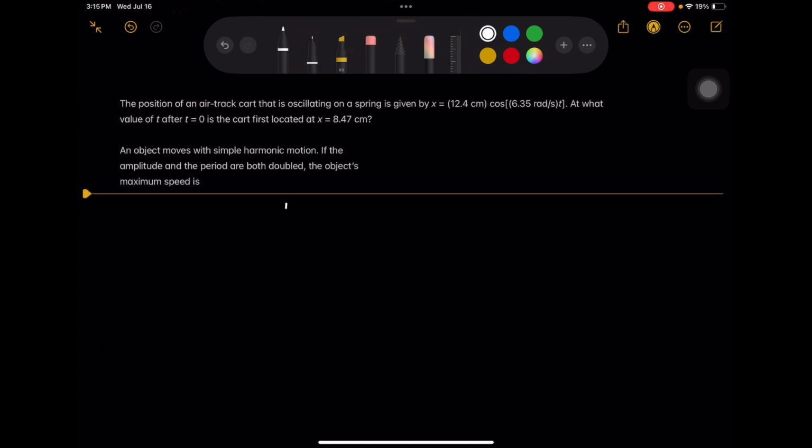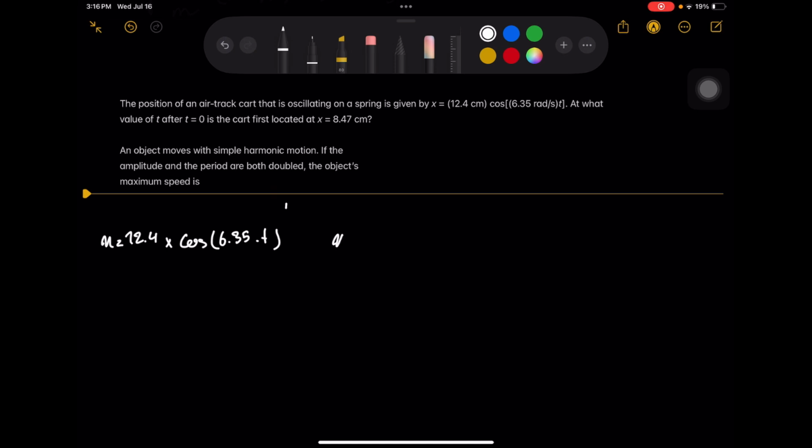Now let's try to solve these two problems. Please pause the video and try to solve it. It says the position of an air track car that is oscillating on a spring is given by x equals 12.4 centimeters cosine of 6.35 radians per second t. At what value of t after t0 is the air car first located at x equals 8.47? So let's write the formula: x equals 12.4 times cosine of 6.35 t.